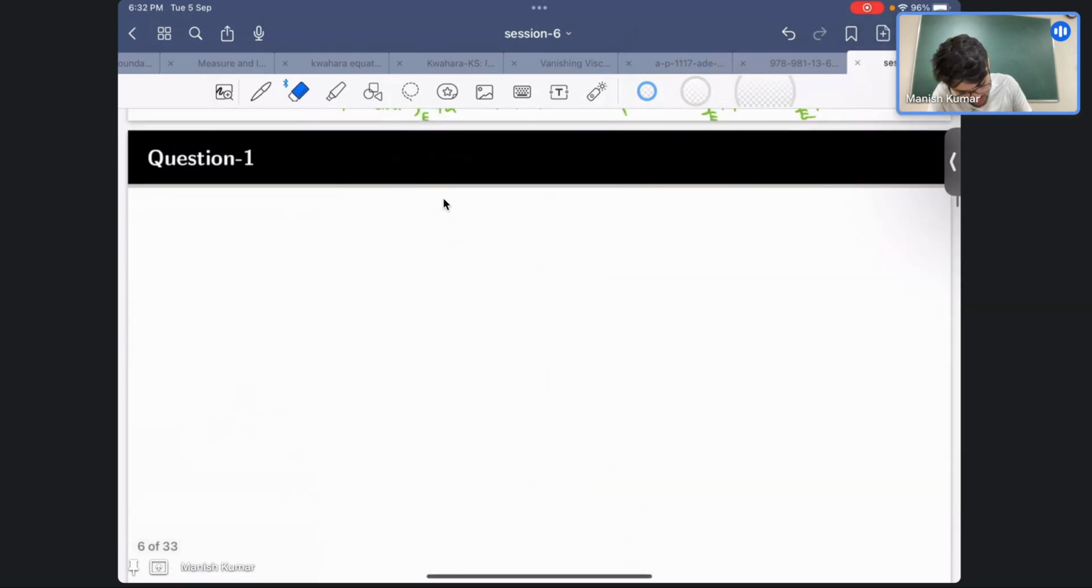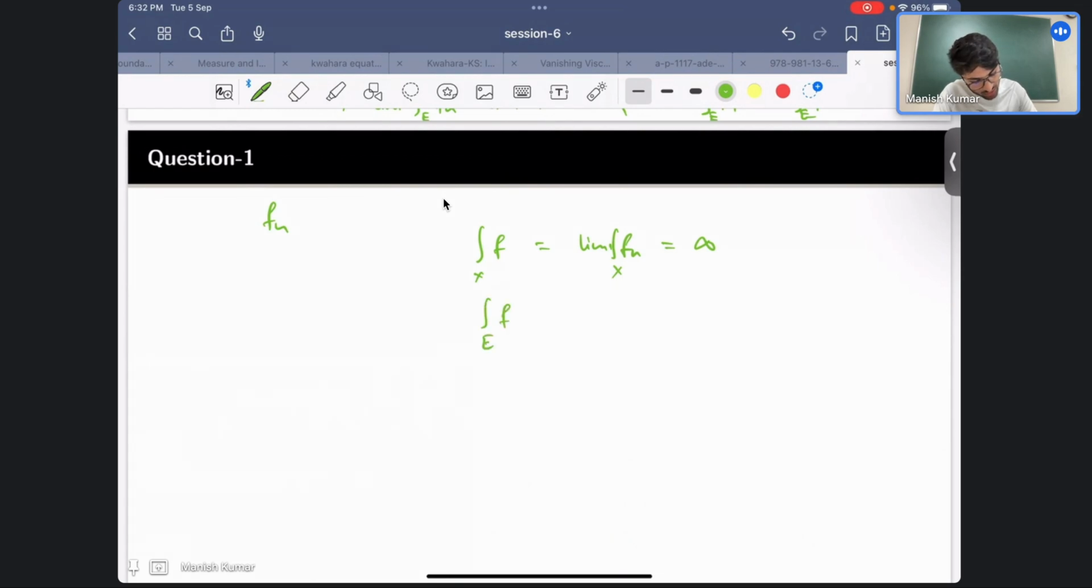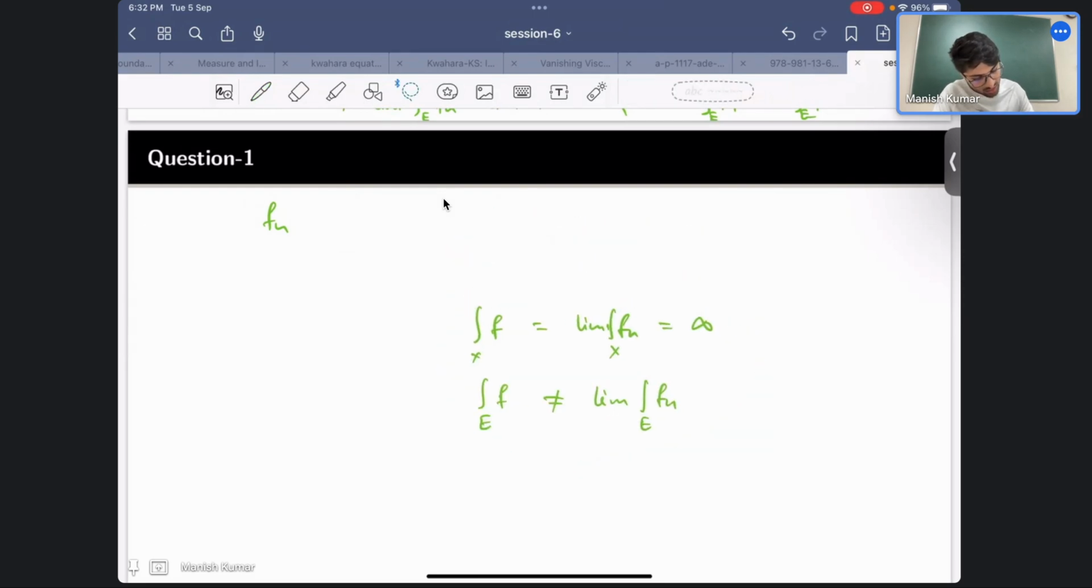Consider this function. What do you want to make sure? You want to make sure that the integral of f and the limit of the integral of fn over X should be infinite. That is the first thing. And then you have to show that the integral of f over E is not equal to the limit of the integral of fn over E. So you have to find fn such that this holds. Let us consider this function. You take something like chi of minus infinity comma 0, so on this real line you have the whole support.